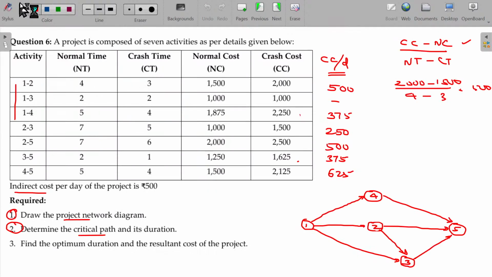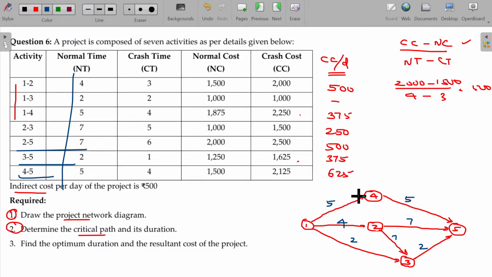Now let's try. What's the project duration? Start with the normal time. 1 to 2, 4 days. 1 to 3, 2 days. 1 to 4, 5 days. 2 to 3, 7 days. 2 to 5, 7 days. 3 to 5, 2 days. 4 to 5, 5 days.